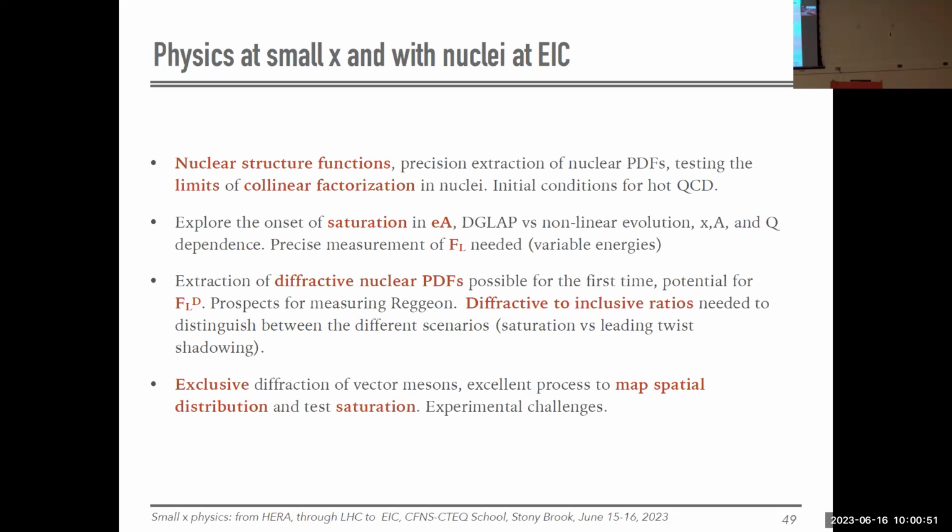But a nucleus is not like that. A nucleus looks more or less like a Woods-Saxon distribution, so it starts to become flat here. If you do the Fourier transform of this, it's not going to be an exponential. It starts to have dips, so it basically goes like that.